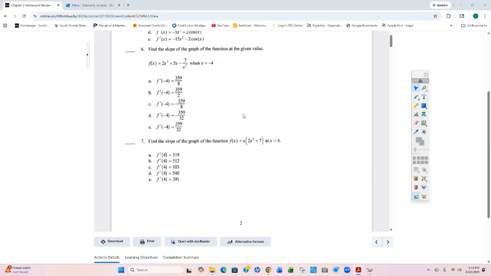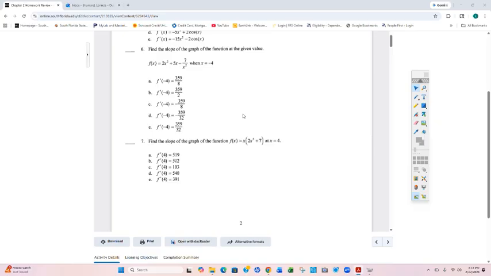Number 6, find the slope of the graph of the function at the given value. f of x equals 2x squared plus 5x minus 7 over x squared. So that is your function, f of x equals 2x squared plus 5x minus, the next one is a fraction, 7 in the numerator, x squared in the denominator. They want to know what happens when x equals negative 4. There are no graphs with this question.